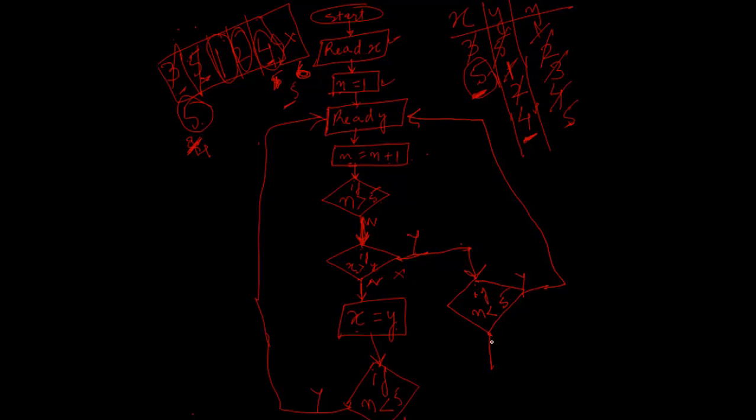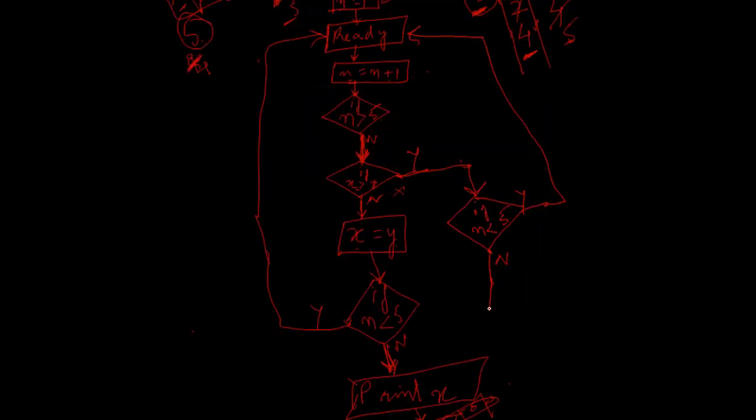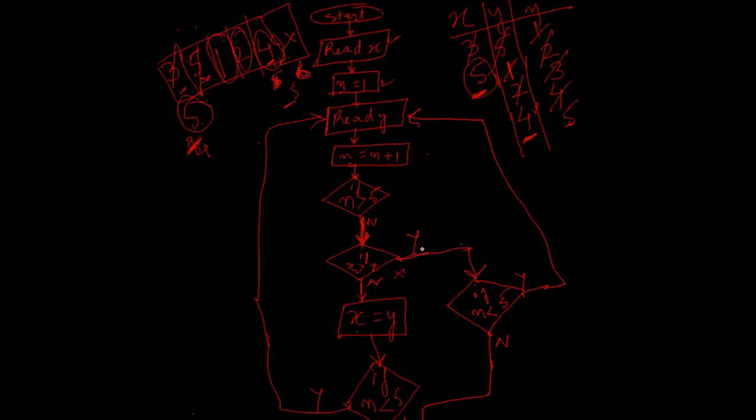So what will I do? If it is no, then it has to print the value of x. Whatever will be the value of x, it has to print it out and then stop. So this time it is no, because n is not less than 5. It is equal to 5. In this case, n is equal to 5. You can check it here. n is equal to 5.